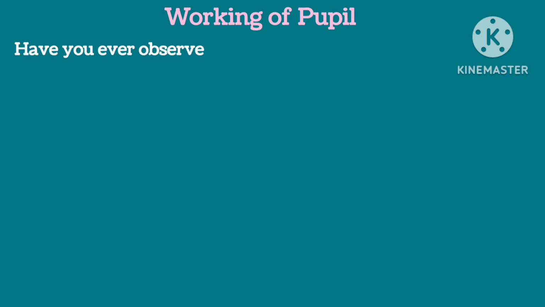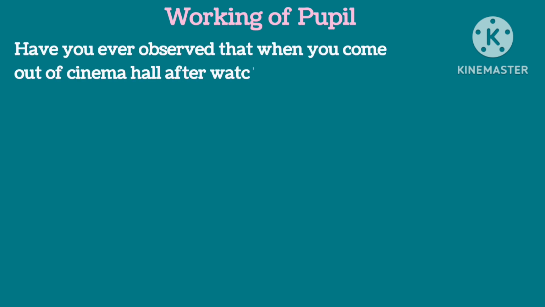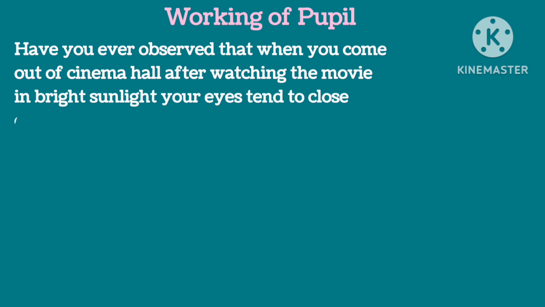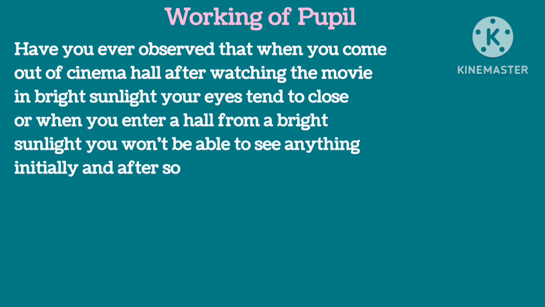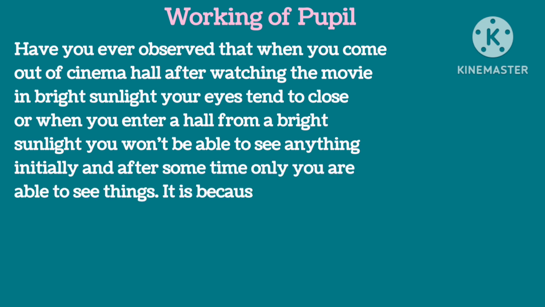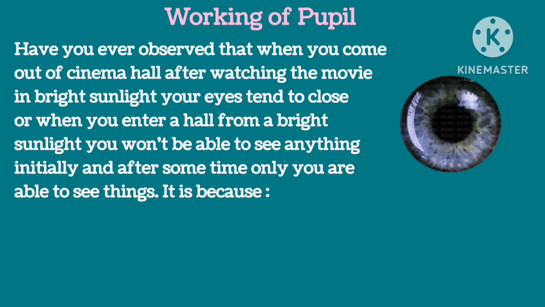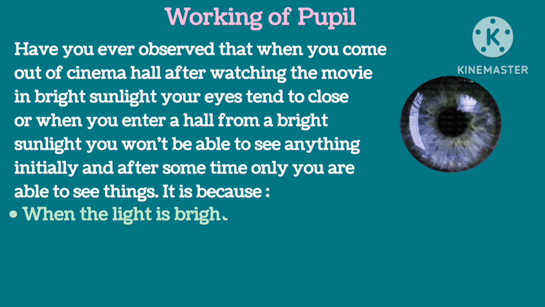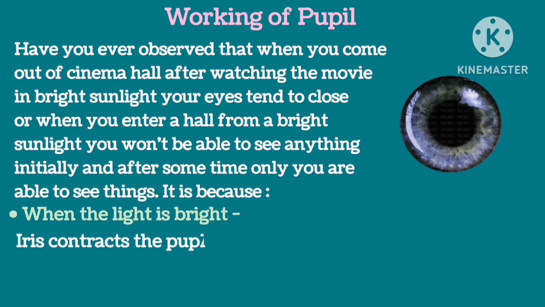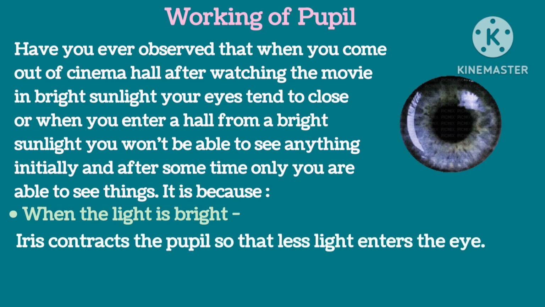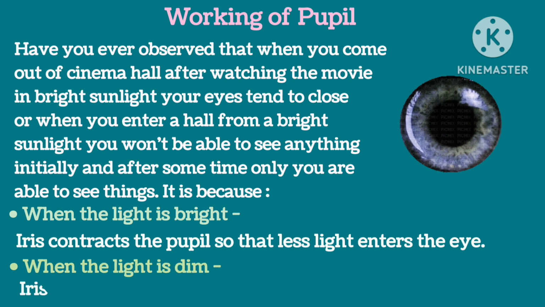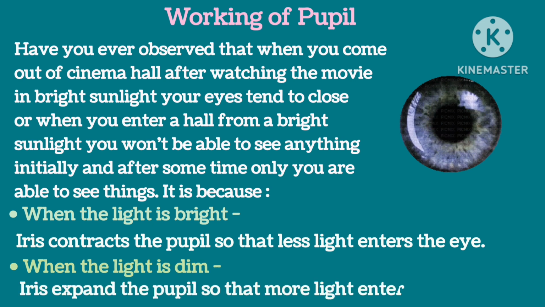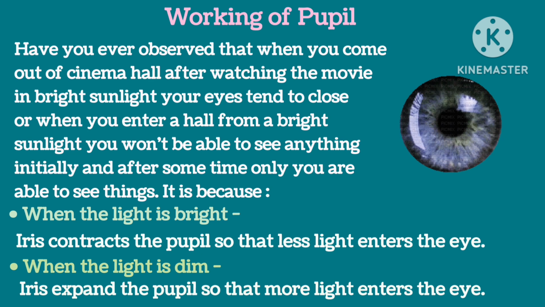Working of pupil. Have you ever observed that when you come out of a cinema hall after watching a movie in bright sunlight, your eyes tend to close, or when you enter a hall from bright sunlight, you won't be able to see anything initially, and after some time only you are able to see. It is because when the light is bright, iris contracts the pupil so that less light enters the eye, and when the light is dim, iris expands the pupil so that more light enters the eye.